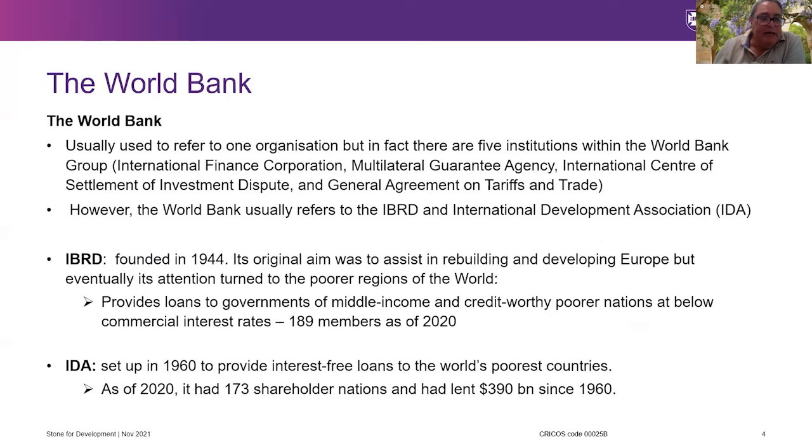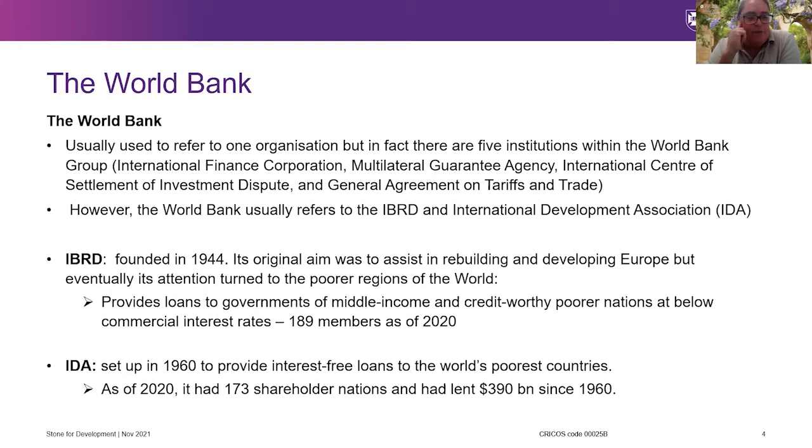When they talk about the World Bank, they talk about it as one or two particular units, but it actually contains 5 institutions within the World Bank group. That's the IFC, the International Finance Corporation, who many of you would know, and the IFC performance standards, the Multilateral Guarantee Agency, the International Center for Settlement of Investment Disputes, and the General Agreement on Tariffs and Trade, that's GATT. Today, when we speak about the World Bank, we're really talking about the International Bank for Reconstruction and Development and the International Development Association.